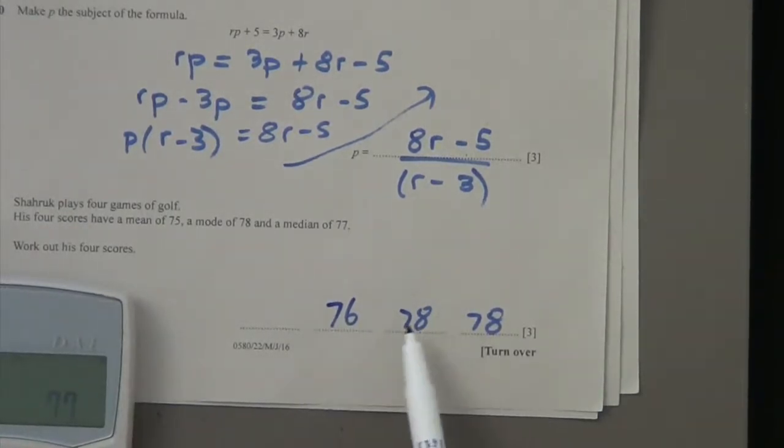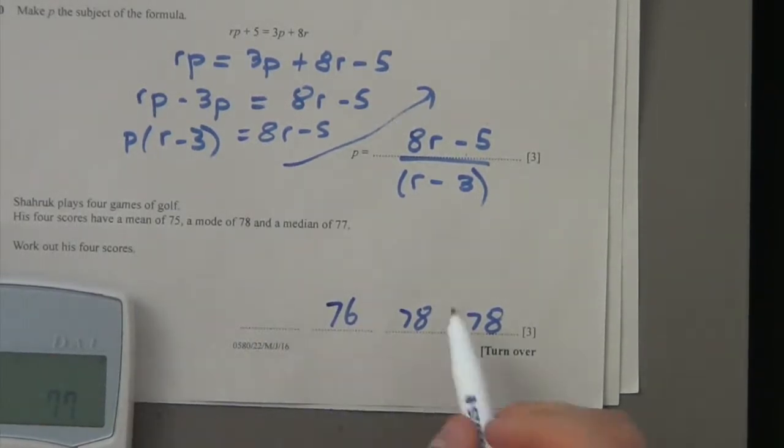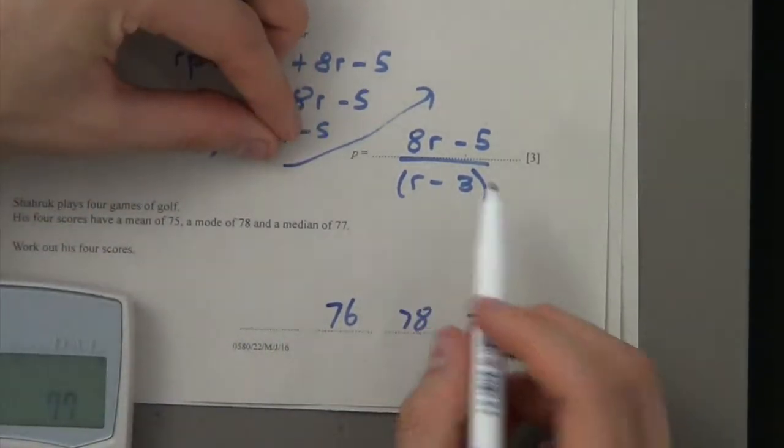And for those of you that don't know, if you've got an even set of numbers, the middle value, you need to take the middle 2, add them together, then divide by 2. Okay. Right. Lastly, I need to get a value here to give me a mean of 75. So I'm just going to do a bit of algebra.